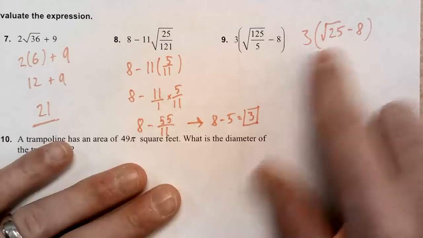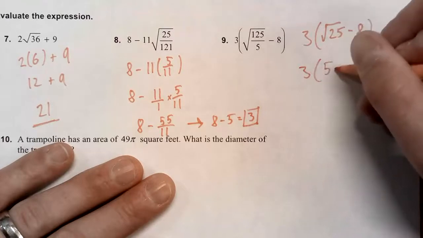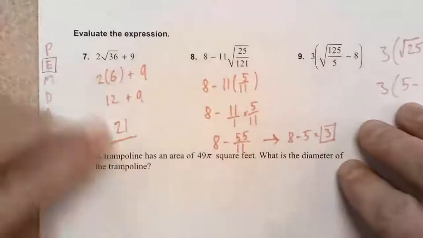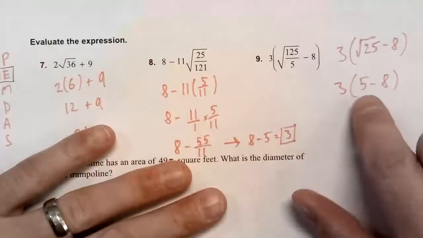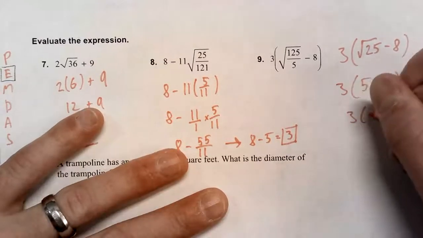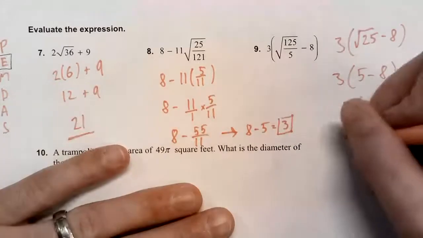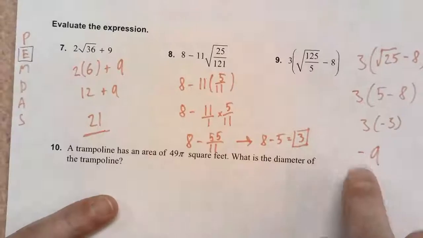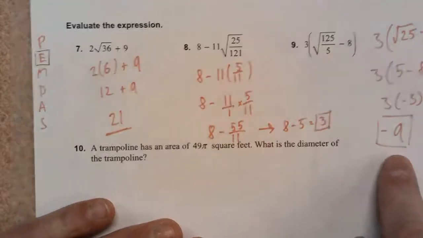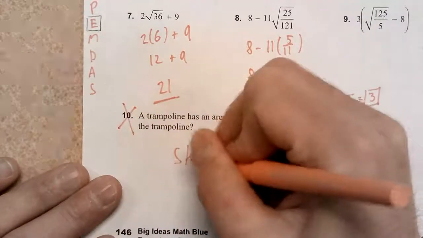So this expression now can become 3 times 5 minus 8. And I'm just following order of operations here. 5 minus 8 is -3. This is 3 times -3. 3 times -3 is -9. That's your final answer for number 9. Okay, good job, guys. Number 10, we're not doing it. Skip number 10. Skip.